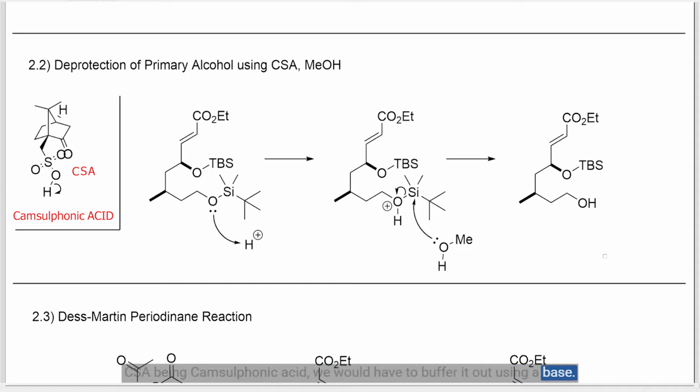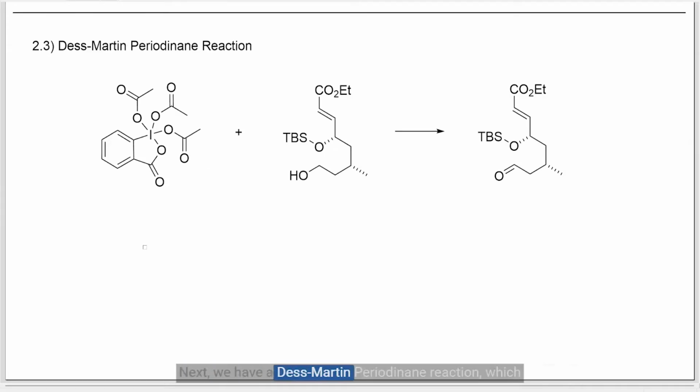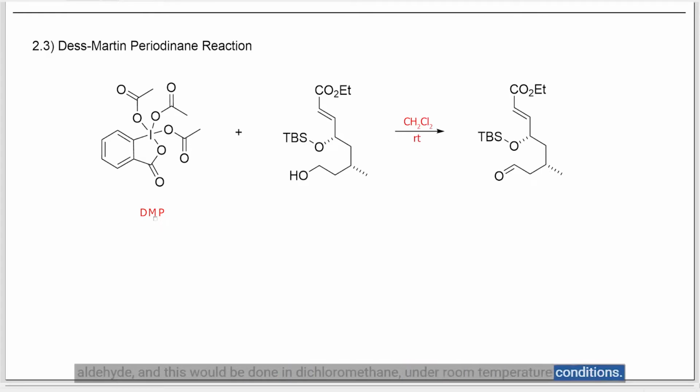Next, we have a Dess-Martin periodinane reaction, which is not this year's content, so I'm going to briefly skim it. But what we do here is add DMP to our product to turn the primary alcohol into an aldehyde. And this would be done in dichloromethane under room temperature conditions.